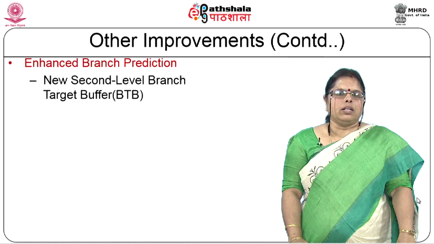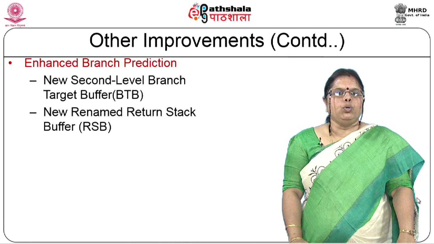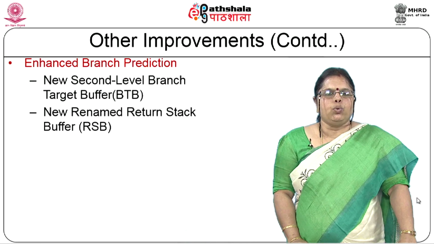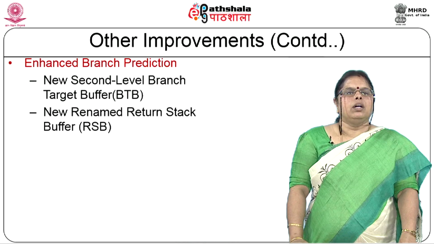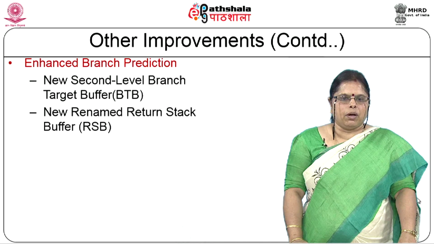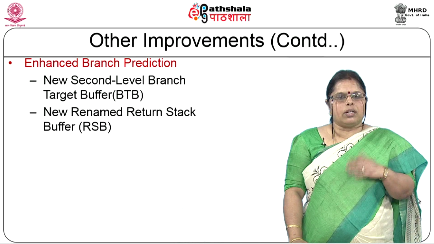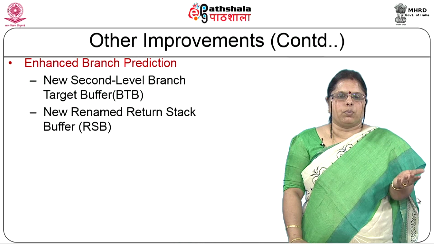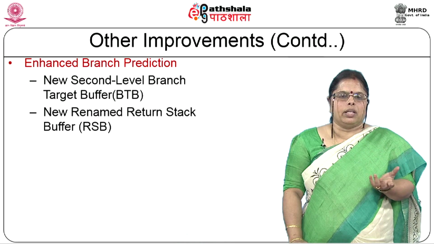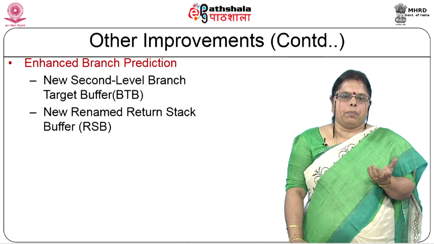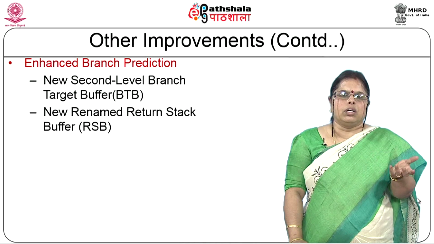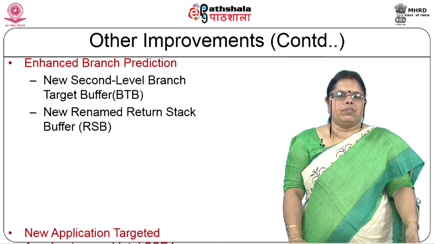And when you look at enhanced branch prediction, you have a new second level BTB that has been incorporated. You have a new renamed return stack buffer. Remember, we spoke about the return address predictors, return address buffers, which are used to store the return addresses when you come back from procedures. A normal data structure is not going to work in the case of a return address predictor. You will have to have a stack like arrangement. That is why it is called a renamed return stack buffer.